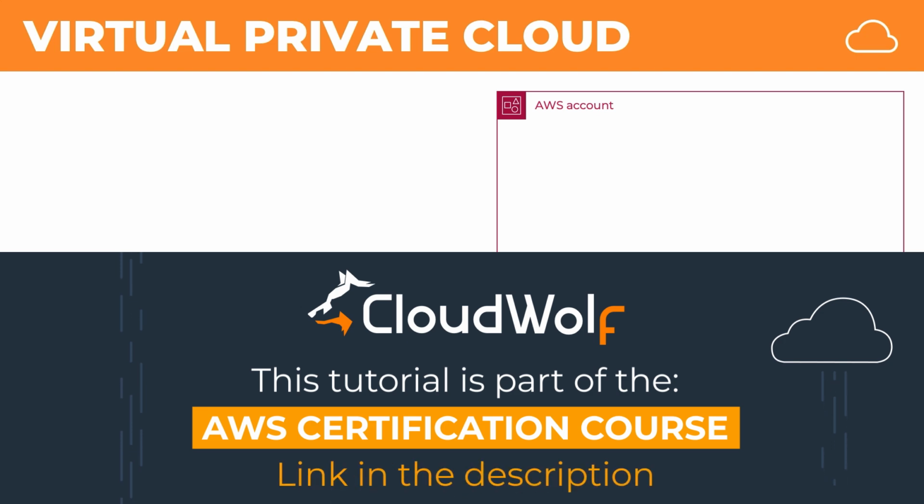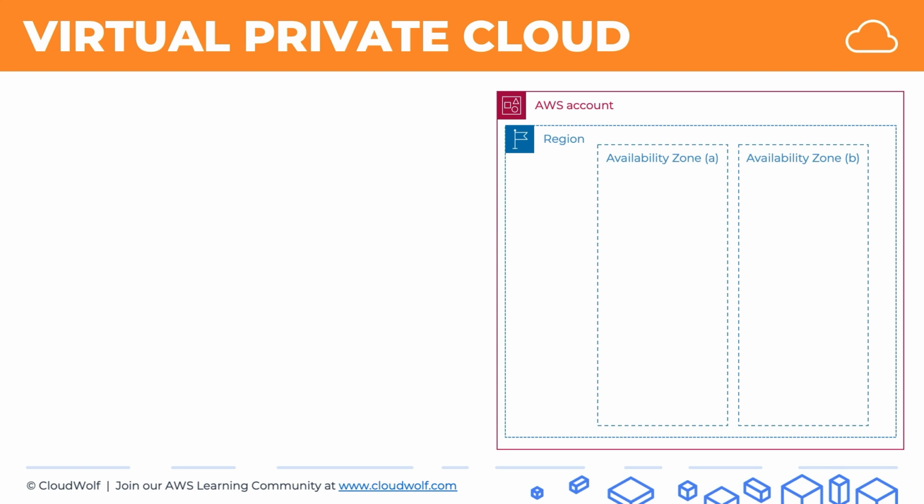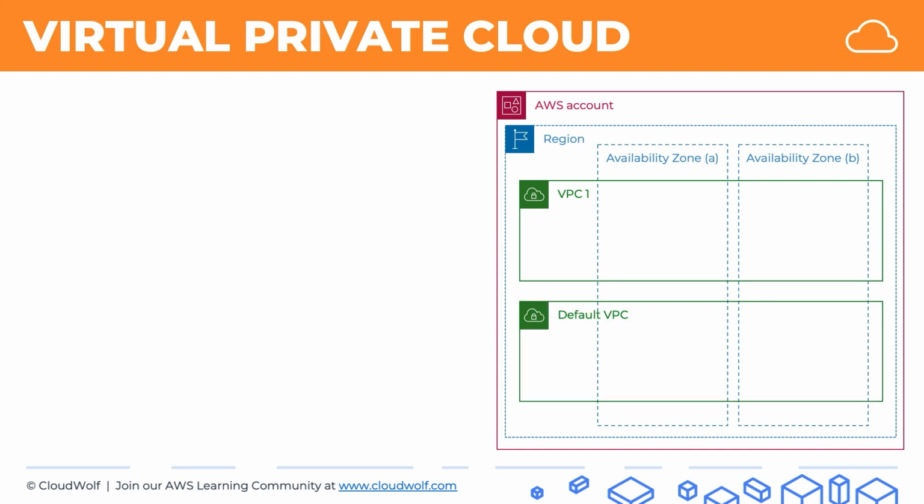So here we've got our AWS account, and as we already know, inside it we have multiple regions. Inside each region we have multiple availability zones. Well, a VPC is a regional service which spans several availability zones. Here we've got two examples: a default VPC which comes pre-configured in every single region where you use AWS, and a custom VPC that we've created. You can create up to 5 custom VPCs in every single region, and even that limit can be increased.